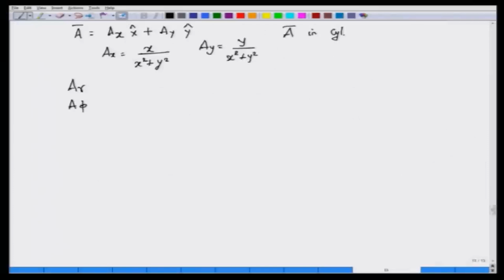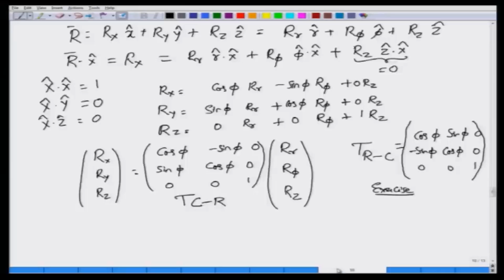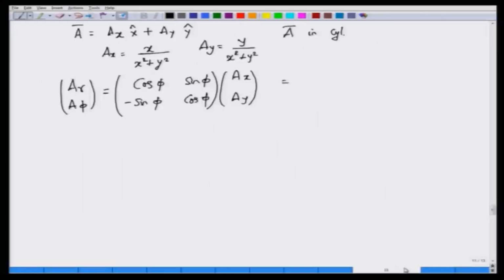Ar, A phi will be equal to, because there is no z component, I am not going to write down the z component for you, because there is no point in writing that down. This will be equal to cos phi, sin phi, minus sin phi, cos phi, times Ax, Ay. Hopefully, this is all right. So, let us go back to the matrix and check, yeah, cos phi, sin phi, minus sin phi and cos phi. So, we are on the right track.